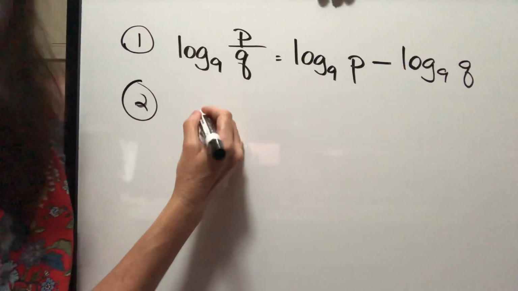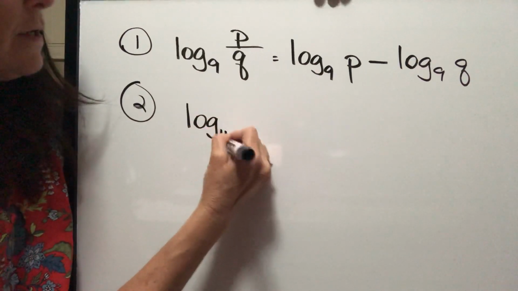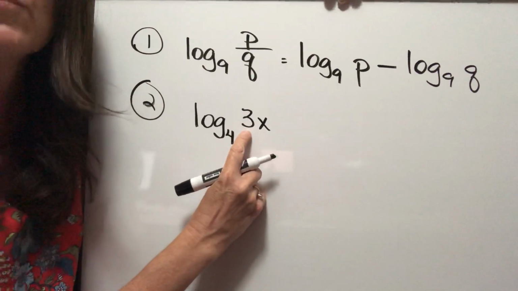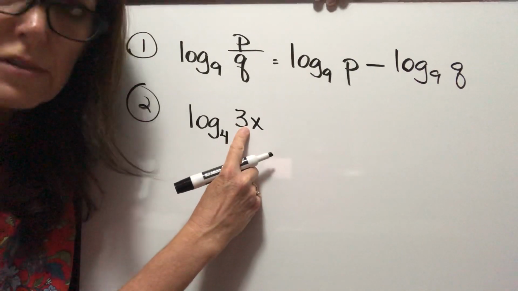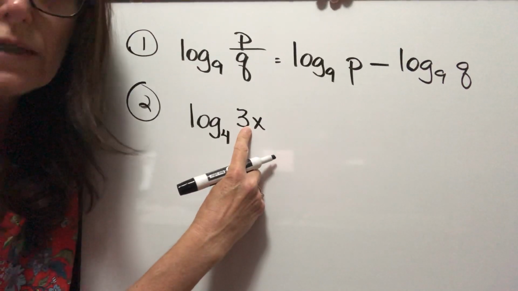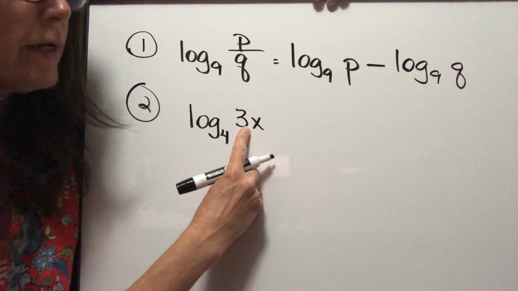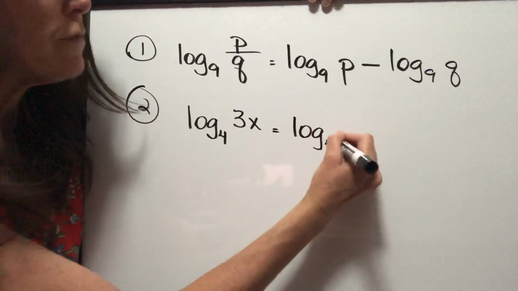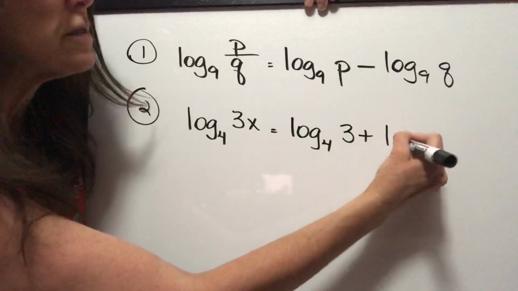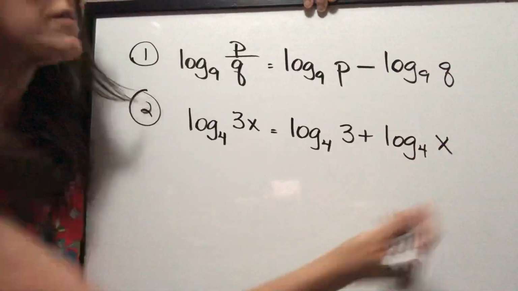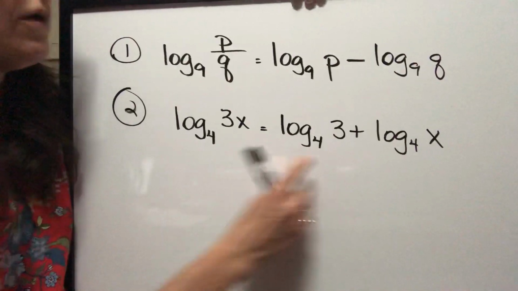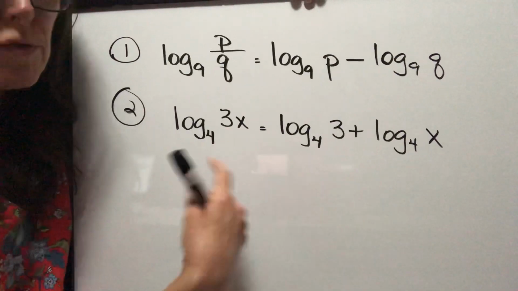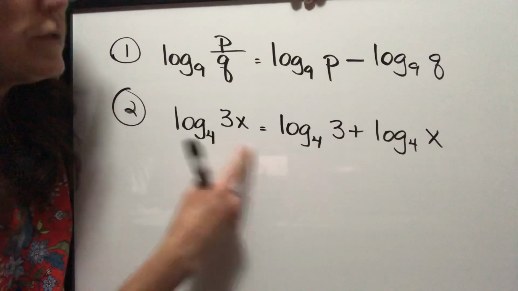Number 2, what if you had log base 4 of 3x? Now keep in mind in algebra, if you see 3x, that means 3 times x, so that implies multiplication, which is the product property. So the rule for the product property is to add the two logs. So that would be log base 4 of 3 plus log base 4 of x. So that's been expanded from 1 log into 2. So this is multiplication, so you change it to addition, because when you multiply with exponents, you add them.